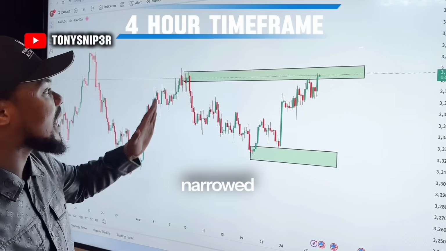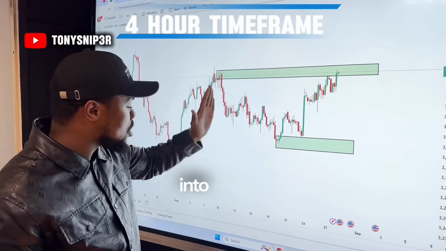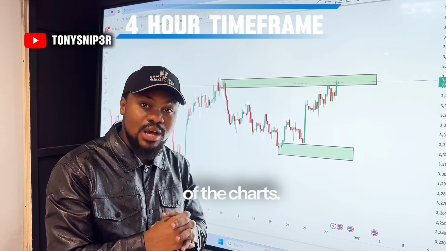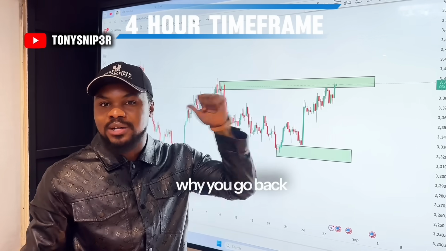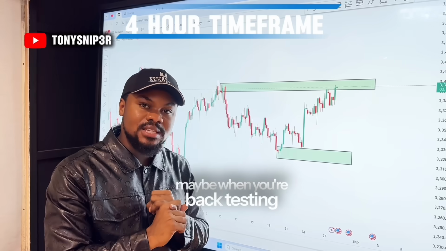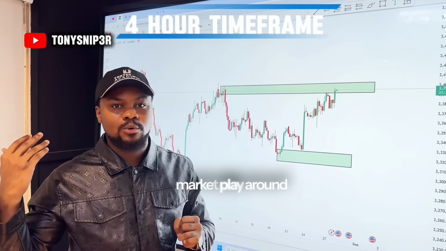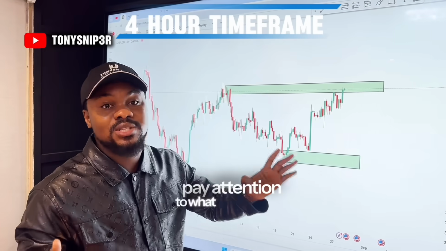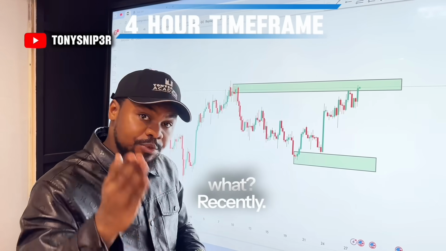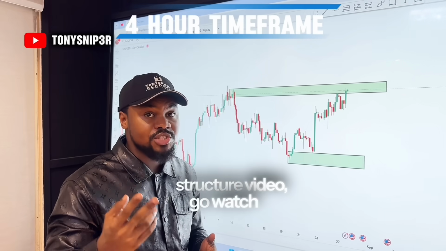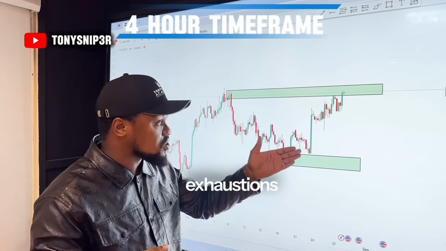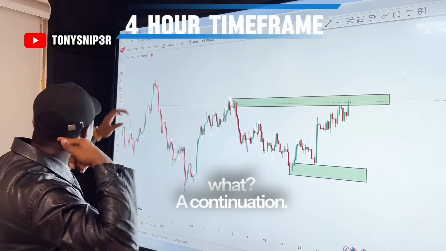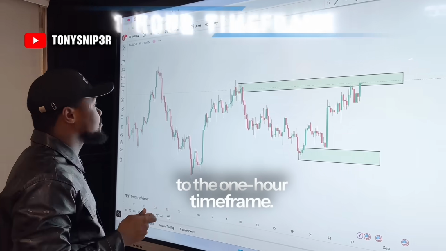Now, we've actually narrowed the 4 hour chart into from 10th of August to the 7th of August, the recent movement of the chart. Always remember, the only reason why you go back to the past is maybe when you're back testing or you just want to see how the market play around that level and what you should do in the future. If not, you should only pay attention to what is happening recently. If you've not watched my market structure video, go watch it. We have 2 types of exhaustion. Exhaustions that lead to a reversal or exhaustion that leads to what? A continuation. Now, let's scale down to the 1 hour time frame.